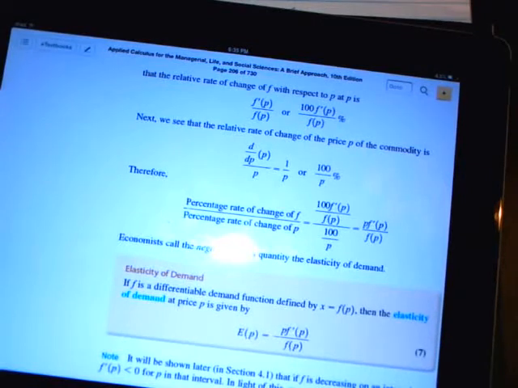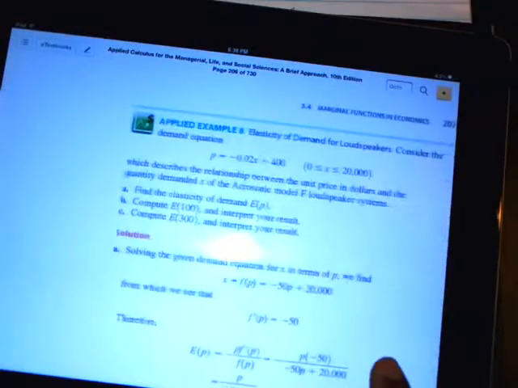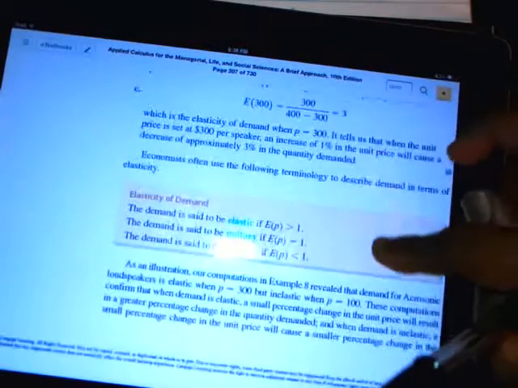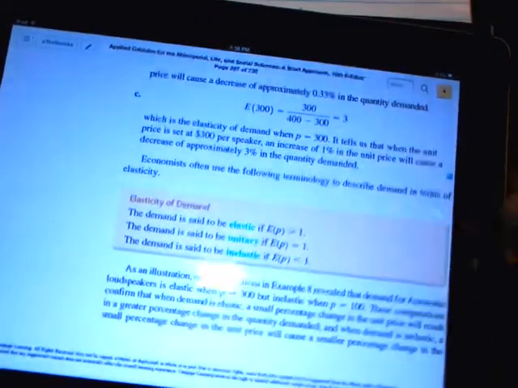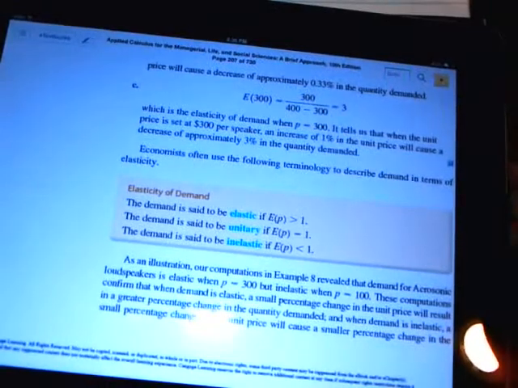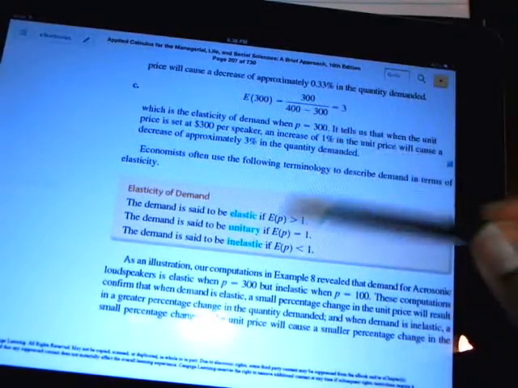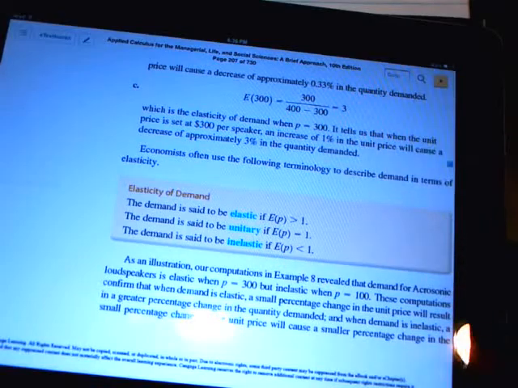Now, the calculus definition: you can calculate the elasticity of demand by using this formula. It's E of P, where E is elasticity. It's negative p, the price, times f prime of p, where x equals f of p, divided by f of p. Depending on what you get as your result, something's going to be either elastic or inelastic. This is also described on the next page, page 207: the demand is elastic if the E value you get is greater than 1, unitary if it's 1, inelastic if it's less than 1.